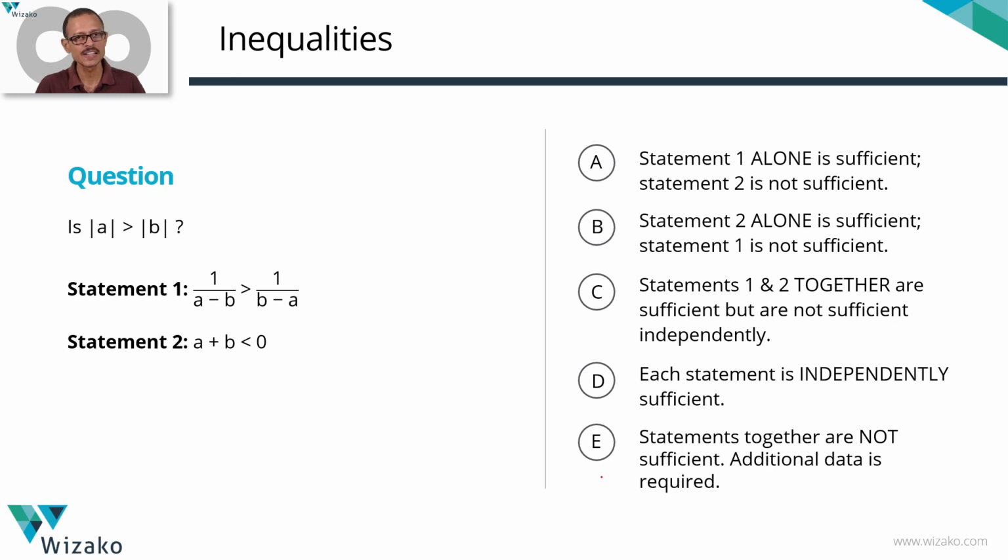This question is a medium difficulty GMAT data sufficiency sample question. I'll classify this one as a 650 plus level question. This is from the topic inequalities, and focuses on the concept of inequalities and absolute values.